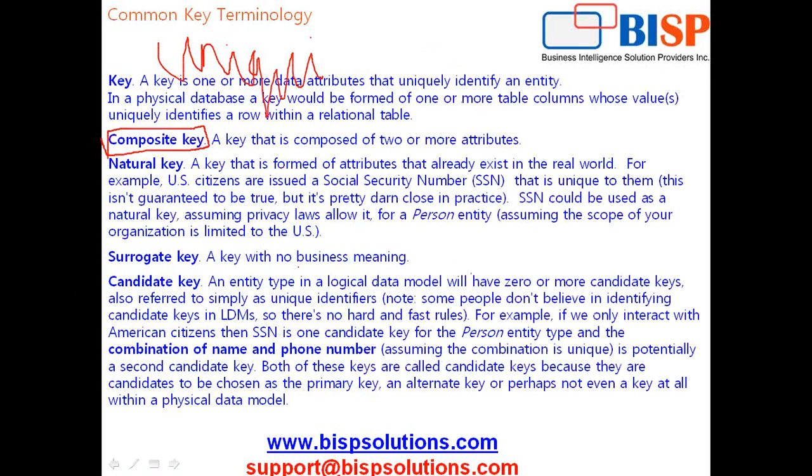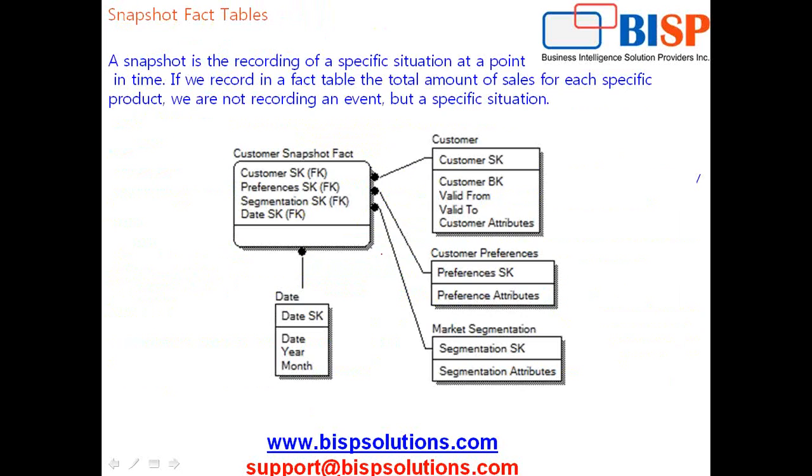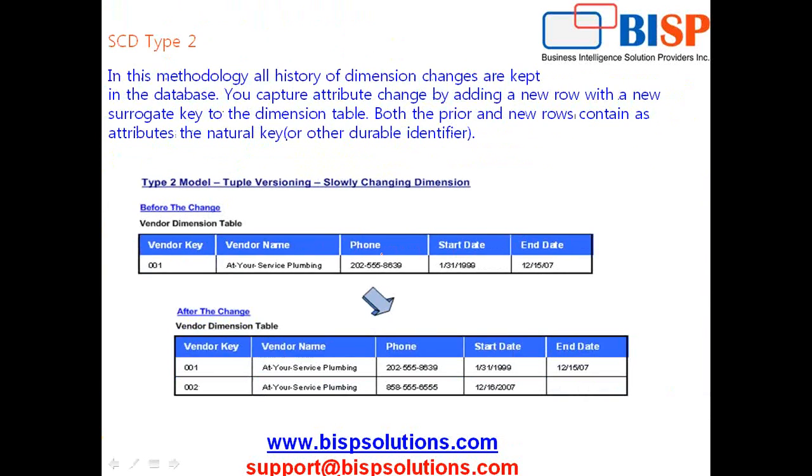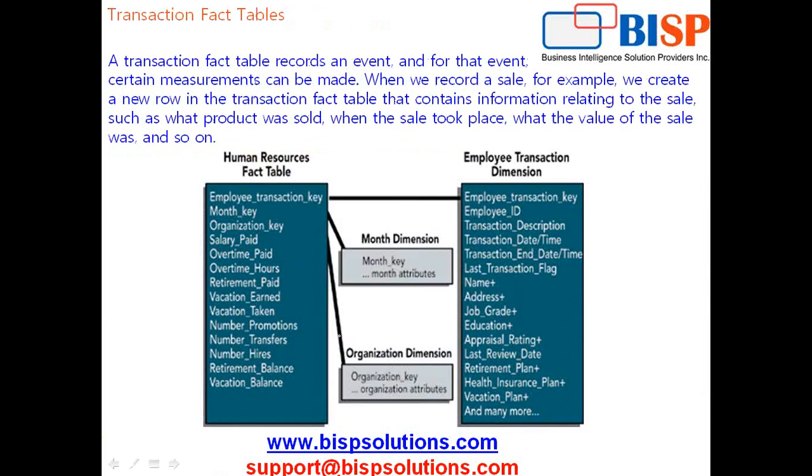A surrogate key is also a kind of key which has no business meaning, right? It is just a key which we add every time the record gets modified. The right example is in your SCD2. So you see, vendor key could be a surrogate key. I add one surrogate key every time records are added into my system.